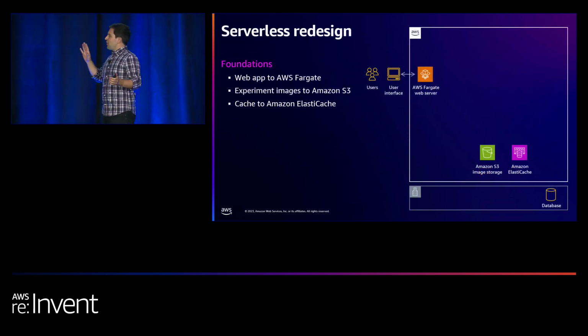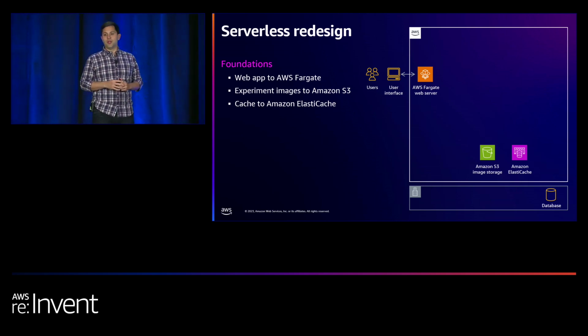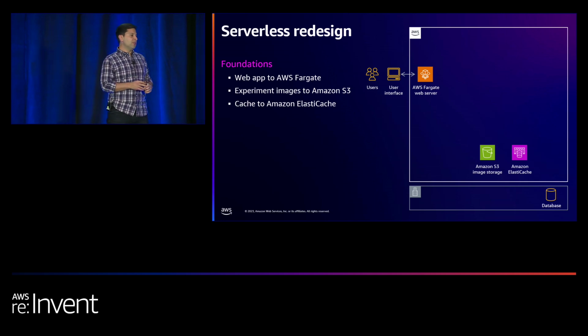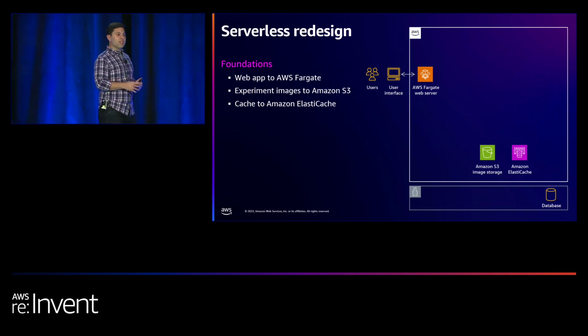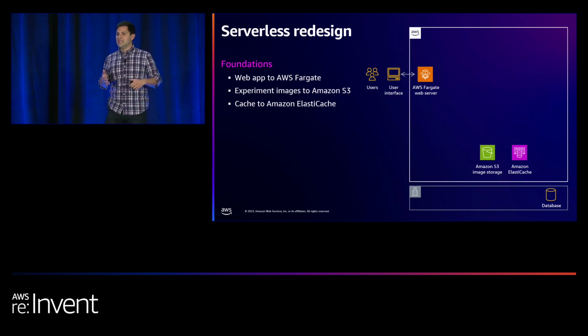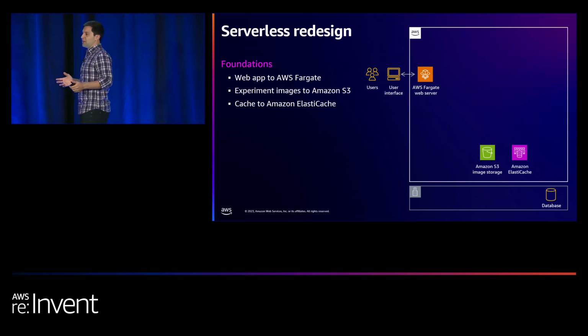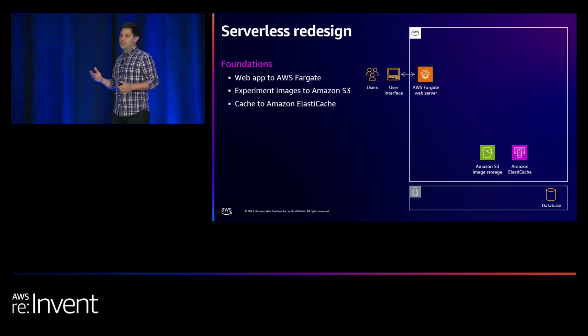Let me start with the things on the edges. So we at Vertex have a serverless first approach to AWS. We actually have a pretty small engineering team, and we want those engineers to be spending as much time on Vertex differentiating work as they can. We think that serverless helps us achieve that, as we get high availability, elasticity, and cost optimization really out of the box. We can accelerate our development cycles and lean into AWS to make things easier for us.